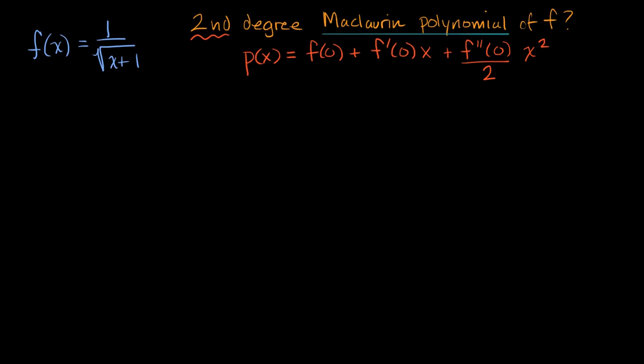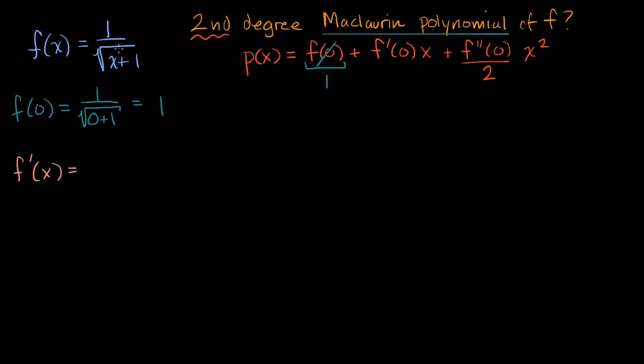Let's see if we can evaluate the function and its derivatives at 0. So f of 0 is equal to 1 over the square root of 0 plus 1. Well, that's 1 over the square root of 1, the principal root of 1, which is positive 1. So that's just going to be equal to 1. So that right over there is equal to 1. Now let's evaluate f prime of x, and then I'll evaluate f prime of 0.